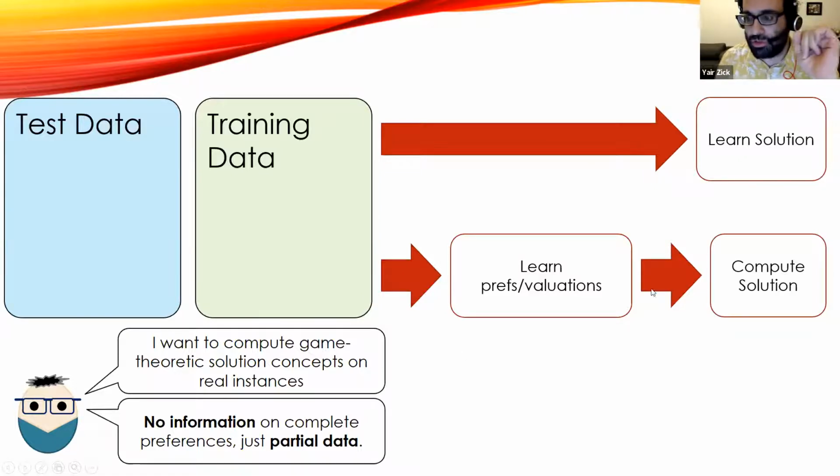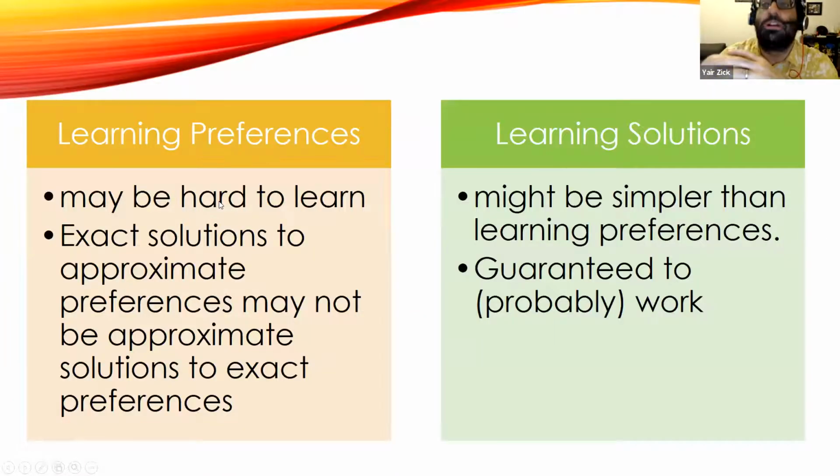Intuitively, what you want is that the solution you compute, whether you go through the preferences or not, would be good with respect to the test data, the data that you didn't observe. That's the general idea of this talk. And why is this a good idea? Here is a broad idea of why this is a good thing to do.